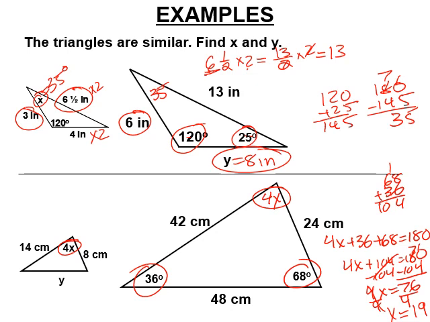I think x equals 19, right? 4 times x is more than 19, but x there is 19 degrees. Okay, now y. Now notice, 14 times blank makes 42. Uh-oh. 8 times what makes 24? 8 times 3 makes 24. Let's make sure 14 times 3 makes 42. Oh, it does. So we have a scale factor of 3.